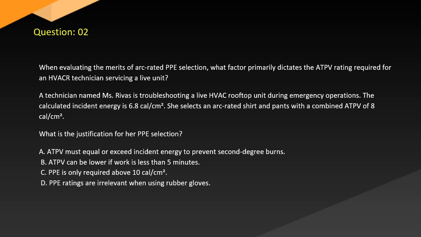She selects an arc-rated shirt and pants with a combined ATPV of 8 cal/cm². What is the justification for her PPE selection? A. ATPV must equal or exceed incident energy to prevent second-degree burns. B. ATPV can be lower if work is less than 5 minutes. C. PPE is only required above 10 cal/cm². D. PPE ratings are irrelevant when using rubber gloves.